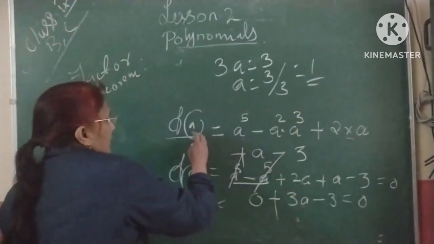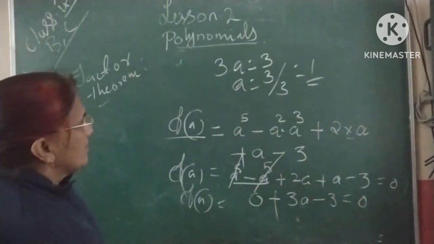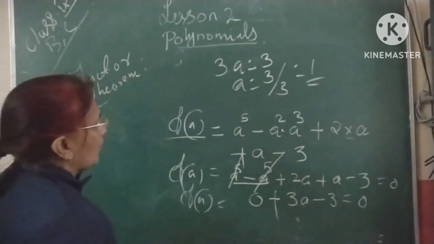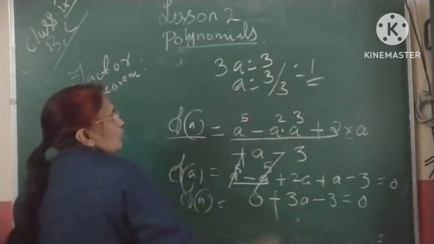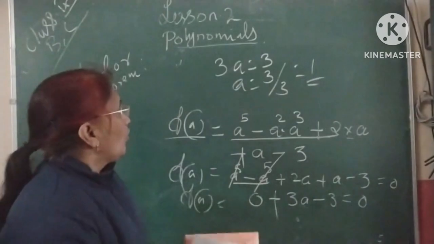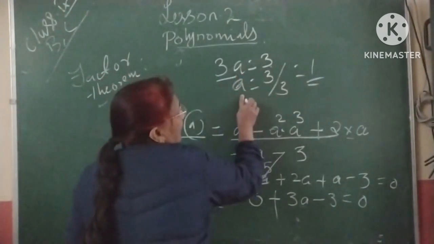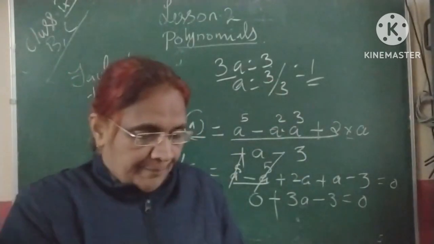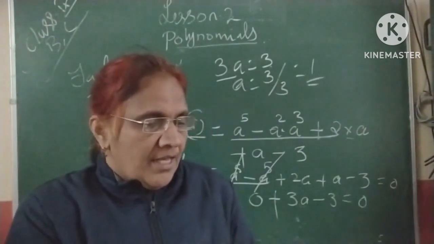Then we are substituting that value in this equation. Finally, for us the answer: a equal to 1. 3a equals 3, then a equal to 3 by 3 equal to 1. a equal to 1. Okay. Now we can see another example.